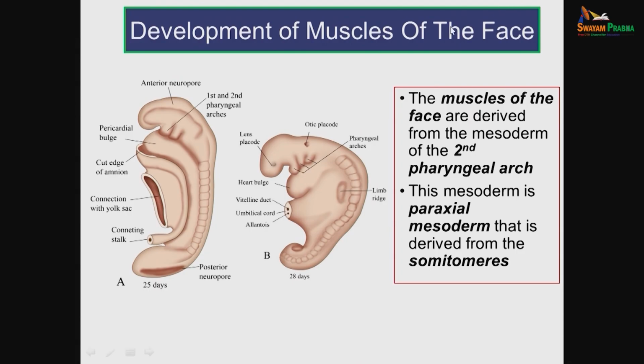Coming to the development of muscles of the face. The muscles of the face are derived from the mesoderm of second pharyngeal arch. This mesoderm is nothing but paraxial mesoderm that is derived from the somitomeres.